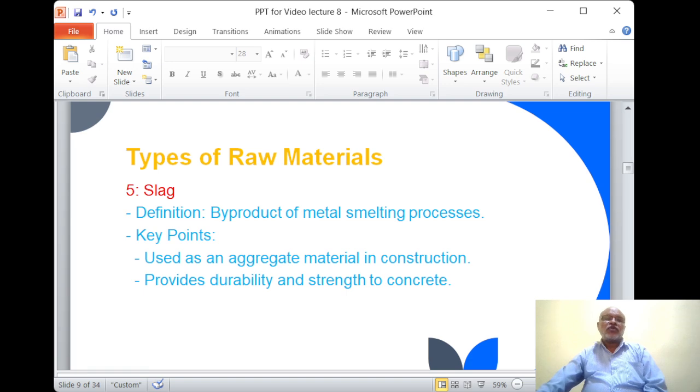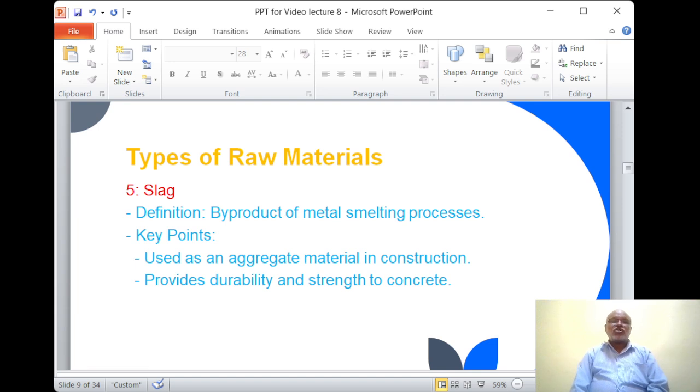In conclusion, raw materials play a crucial role in aggregate production and determining the quality and properties of the final product. Understanding the type of raw materials used in aggregate production is essential for the construction industry's sustainability and efficiency.